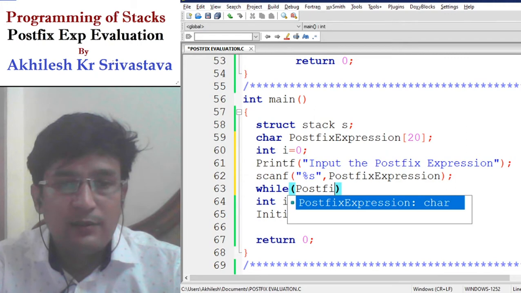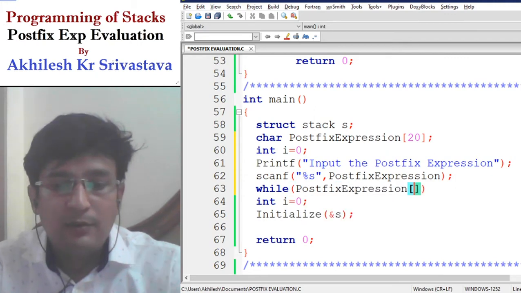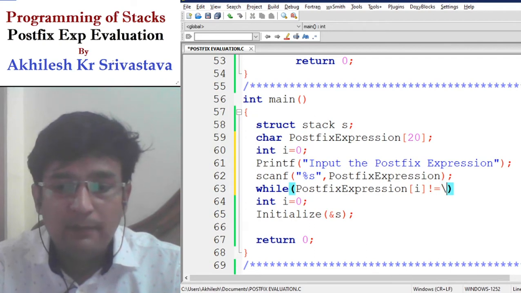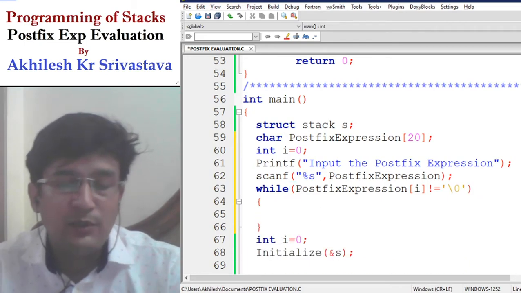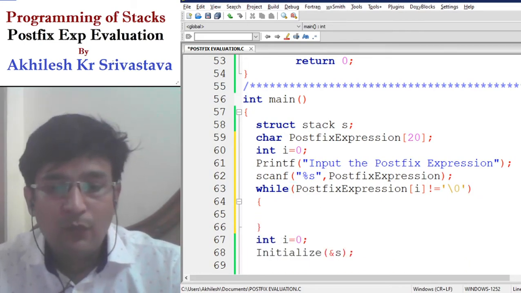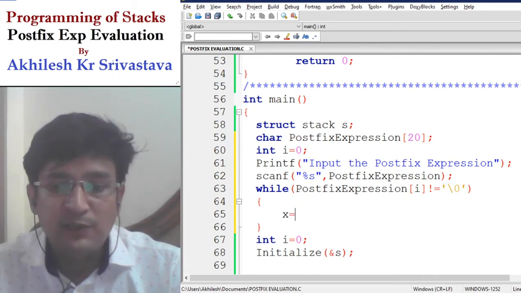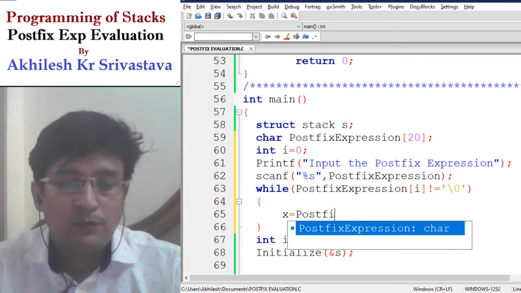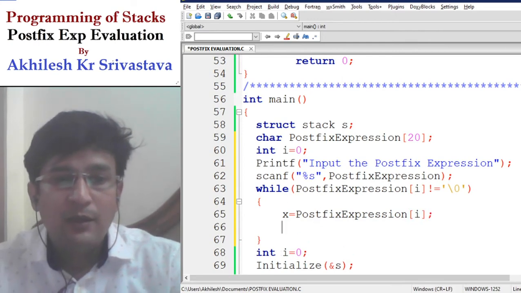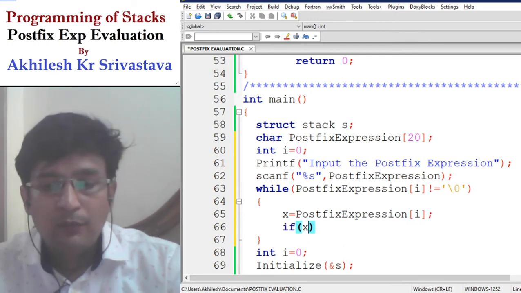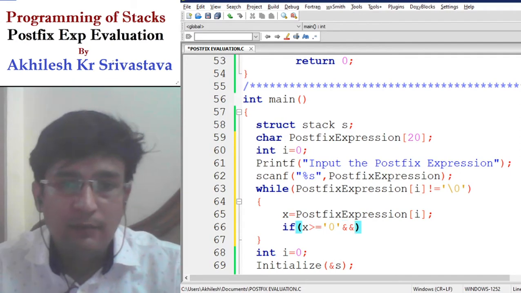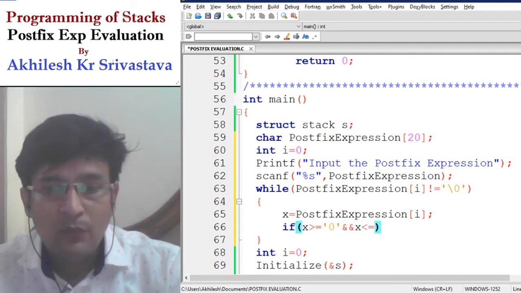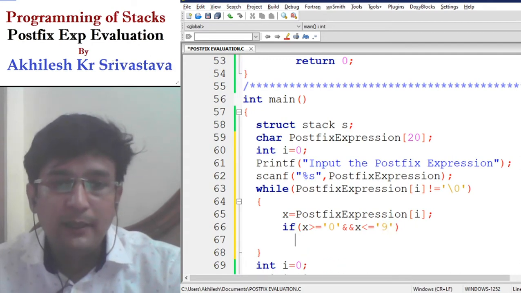So while postfix expression I is not equal to the null character, it means we have a valid character. Once null has appeared, it means all the inputs have been taken. So let's say this symbol from the postfix expression has been taken in the x variable. There are two possibilities: either x is an operand or an operator. If x is greater than or equal to the ASCII value of 0 and x is less than or equal to the ASCII value of 9, that means it is an operand.